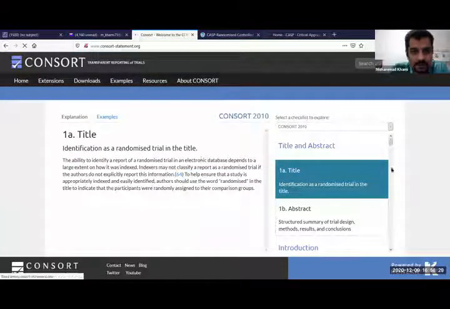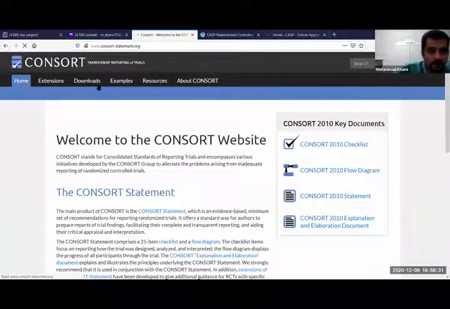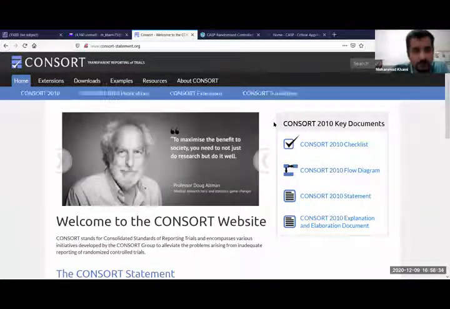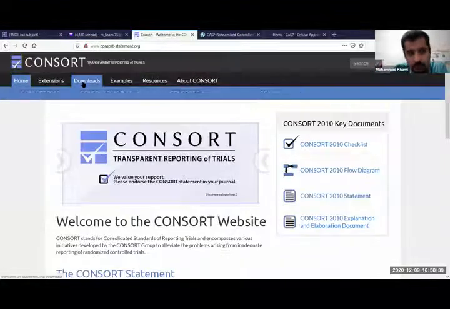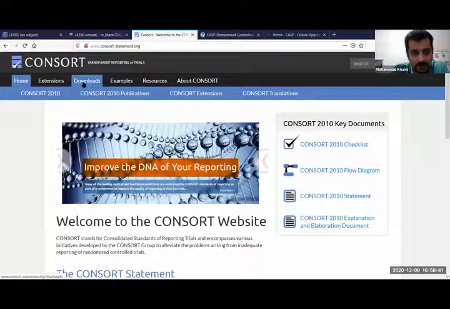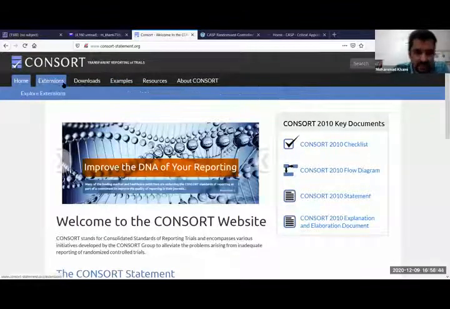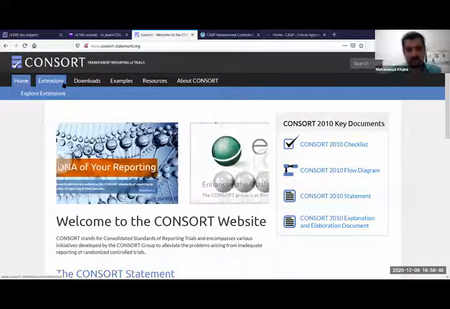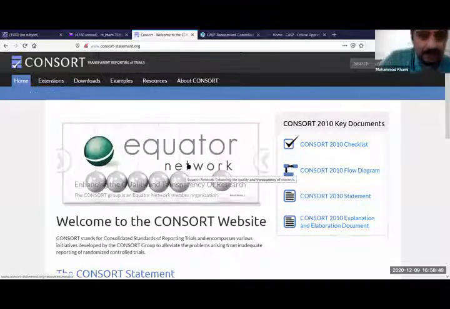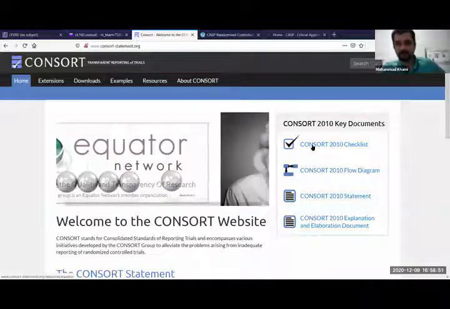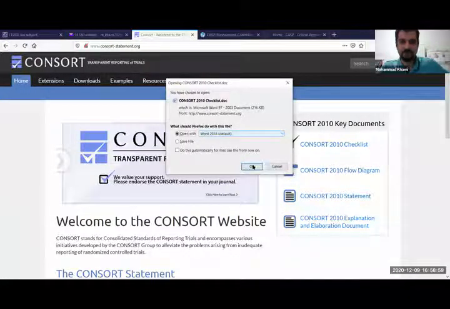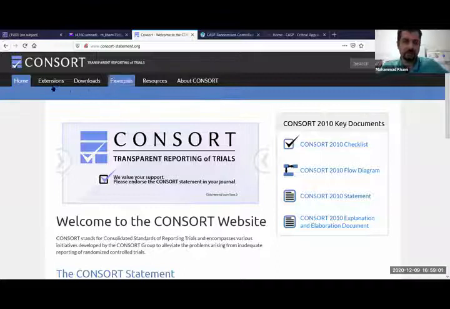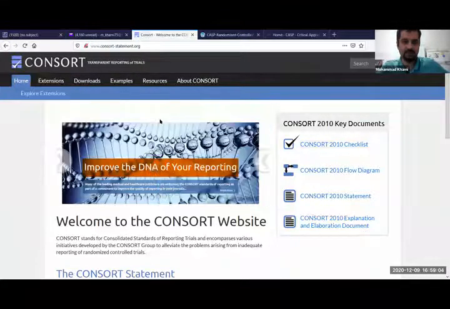Okay, thank you. So this is the homepage of this CONSORT, and there are some tabs here. You can go and download the checklist and its extensions, because there is a core checklist, and then there are some extensions. So I want to go to the checklist. And if I open it, it's a Word checklist, but we can also have it here.